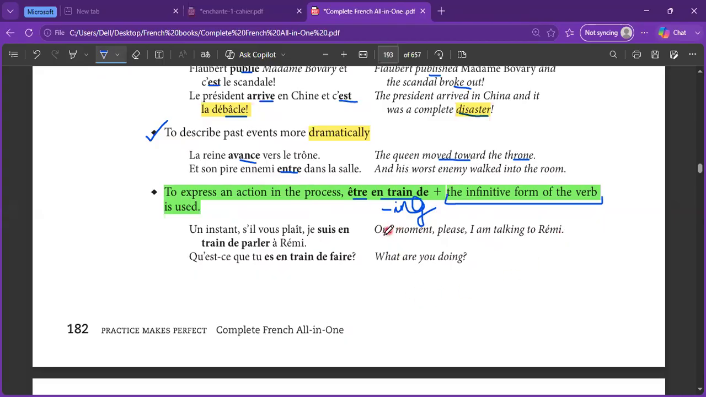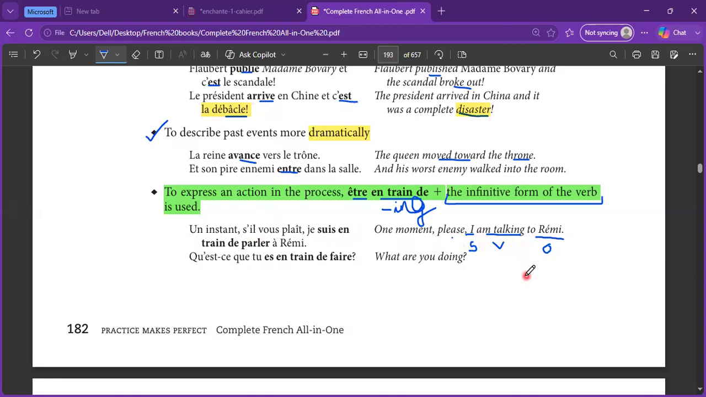Like, one moment, please. I am talking to Remy. That means in this sentence, the subject, the I, when somebody is disturbing him or her, is in the middle of the talk to the object. This is happening at the same time, in the real time, which we say. So in that case, we use the expression être en train de, and then the infinitive form. Like one moment is un instant. Please is s'il vous plaît. I am talking to Remy.